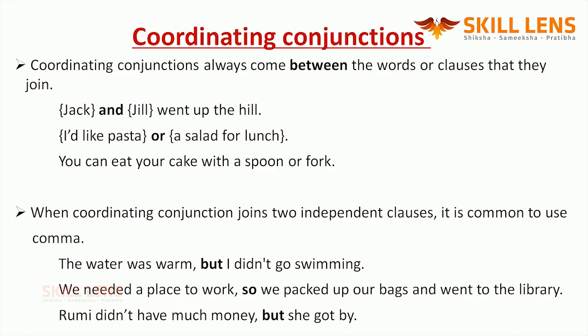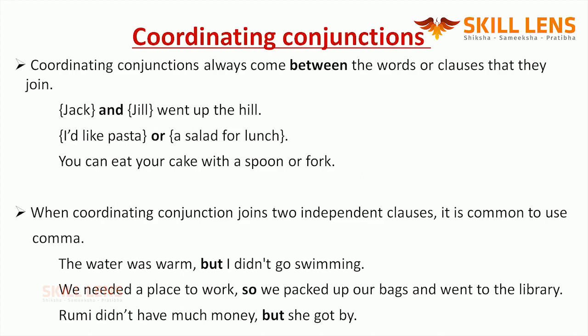The second sentence, I'd like pasta or a salad for lunch. I'd like pasta is a clause. A salad for lunch is another clause. Now here we are getting both the clauses together using the conjunction or. Or is a conjunction we use when we want to talk about choices.